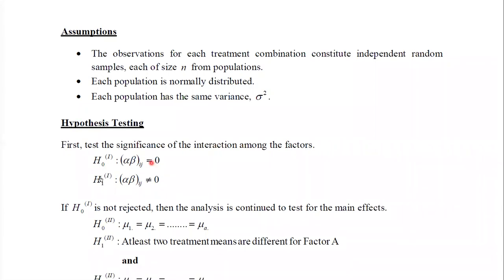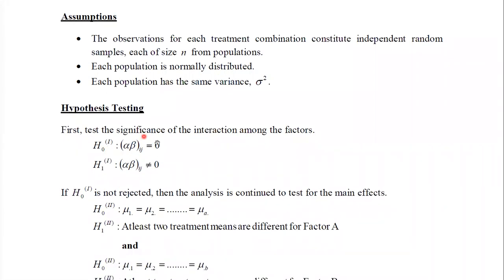If the null hypothesis is not rejected, we can simply say that there is no interaction effect. If there is no interaction, the graph gives you parallel lines. If the graph gives parallel lines, what can you say? There is no interaction. Therefore, if the interaction is 0, we can say that there is no interaction between A and B, so factor A can behave independently, and factor B can also behave independently.